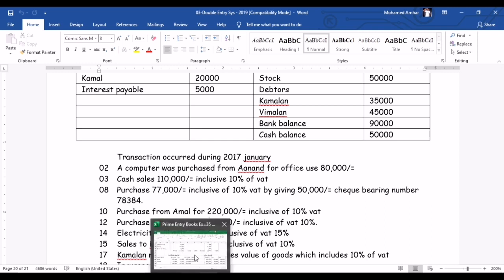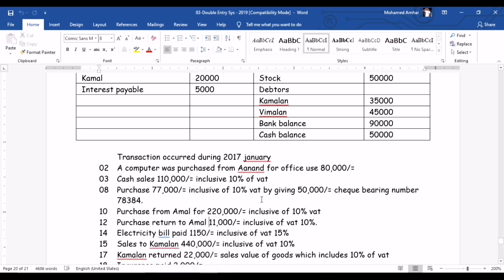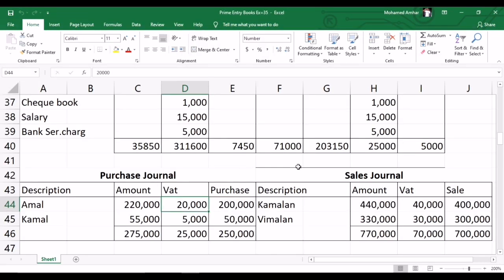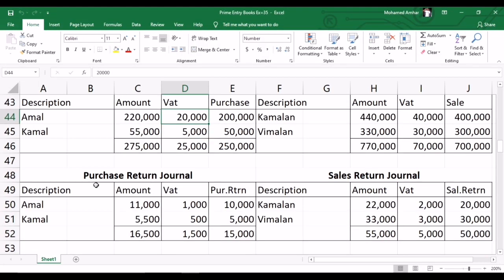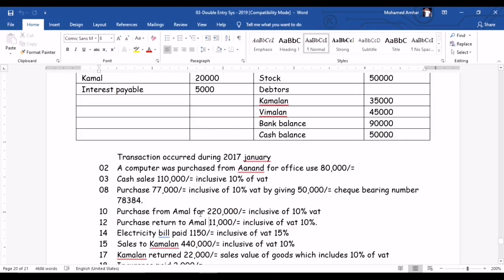So record that in the where? In the purchase return journal. Right. In the purchase return journal, open a purchase return journal. Right. Purchase return to whom? Amal. How much is the amount? 11,000. So inclusive VAT is how much? 1,000. So balance is 10,000. Right. Then date is 14.